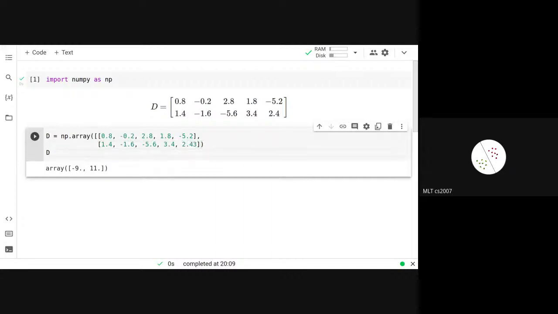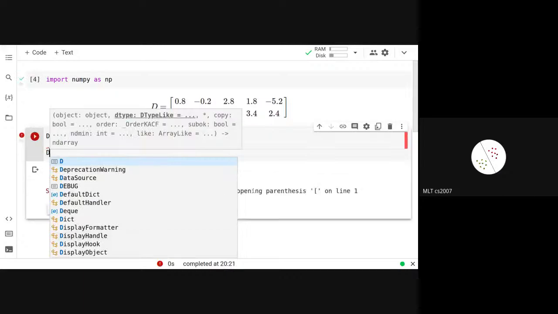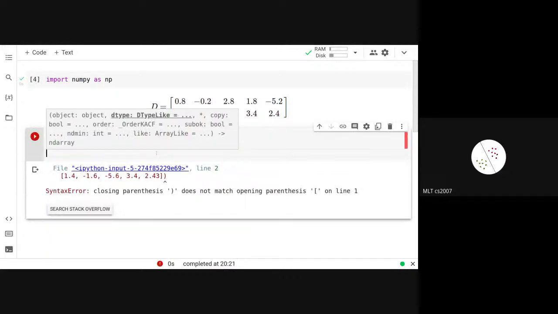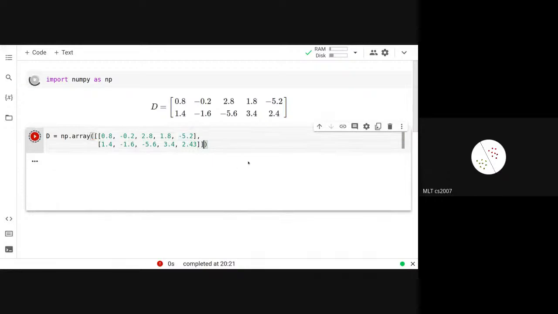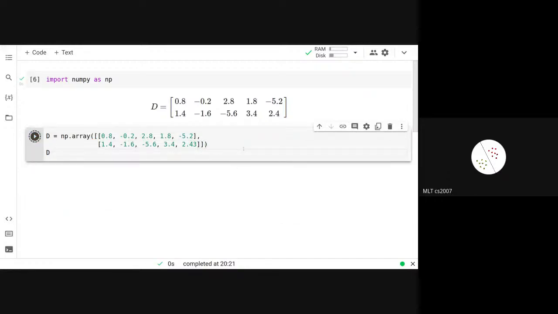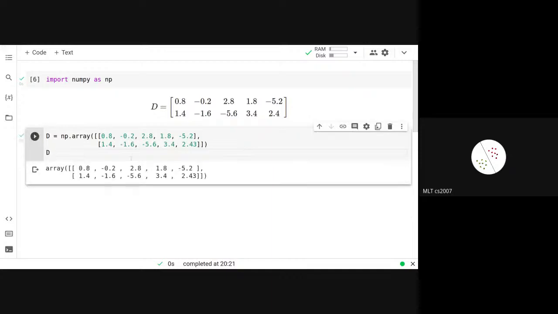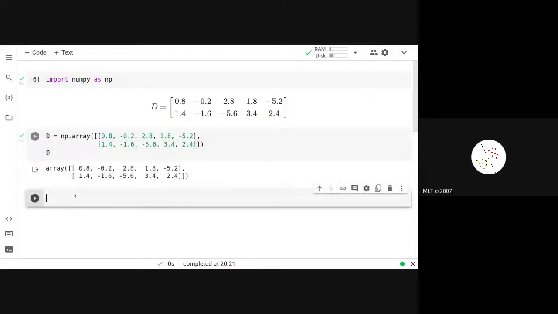If you want to see how it works, whether it's correct, then I'm sorry, we didn't close something. We didn't close the second bracket. Okay, so if you look at the array, it's the same matrix. I'm just calling it an array, 0.8, 1.4, and so on. And the last one, I think it's 2.4, not 2.43. Yes, so this is 2.4.